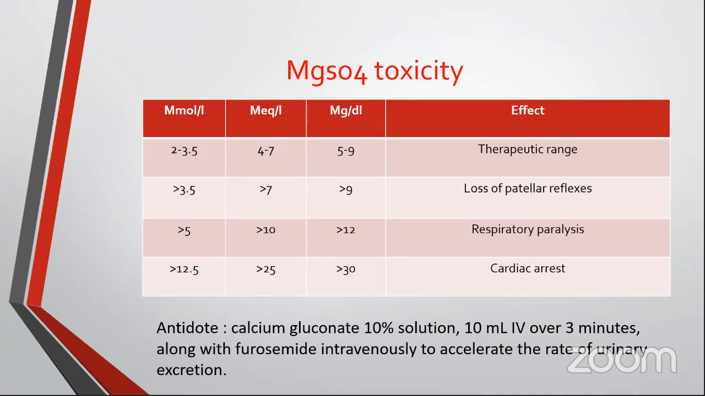The therapeutic range, however, is higher than the normal range. It is 5 to 10 milligrams per deciliter. But you have to be careful if the magnesium level is reaching 9 and above. So here are the signs of toxicity, and if the level is more than 30, cardiac arrest will occur.